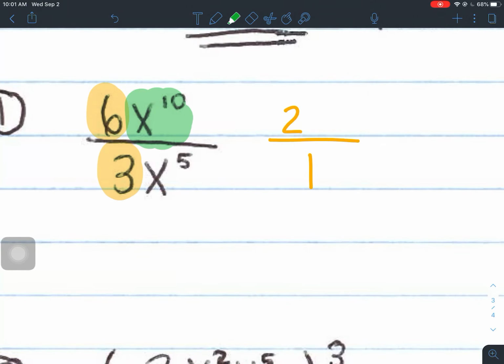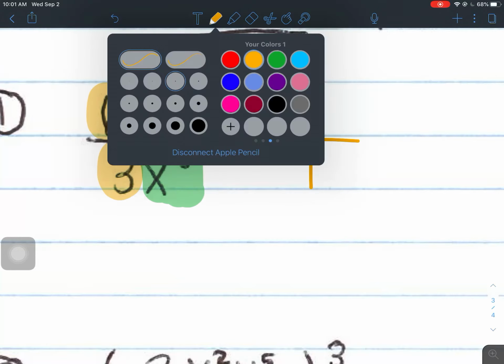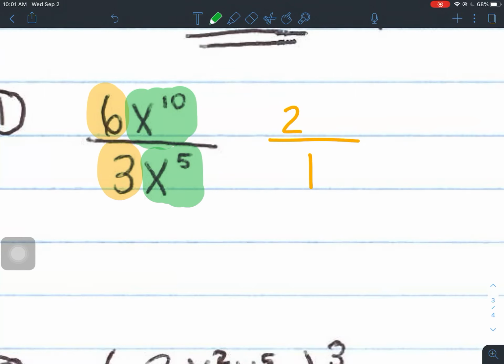Now, you have other like bases. You have x to the 10th and x to the 5th. So then you play the game of where are there more x's? Where are there more x's in this problem? Are there more x's in the numerator or the denominator? More in the top or the bottom? There's more in the numerator. Okay, there's 10 in the numerator. How many more? So you subtract. What's 10 minus 5? 5.